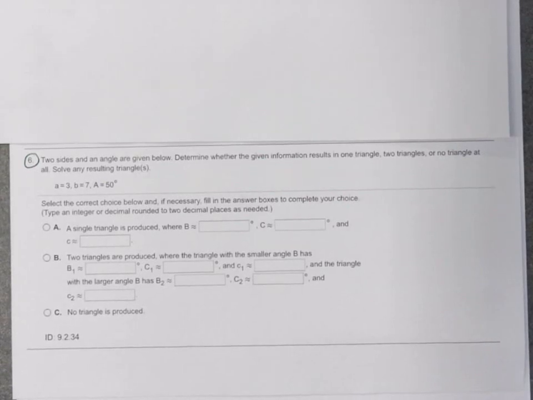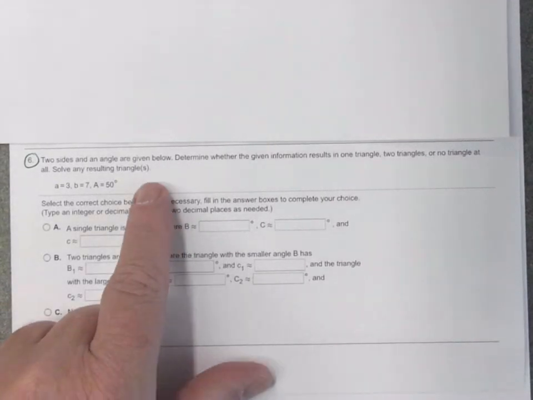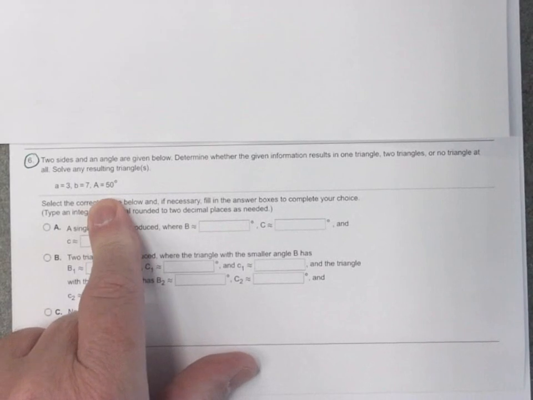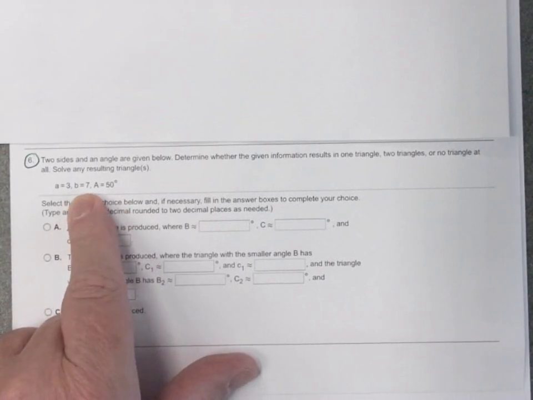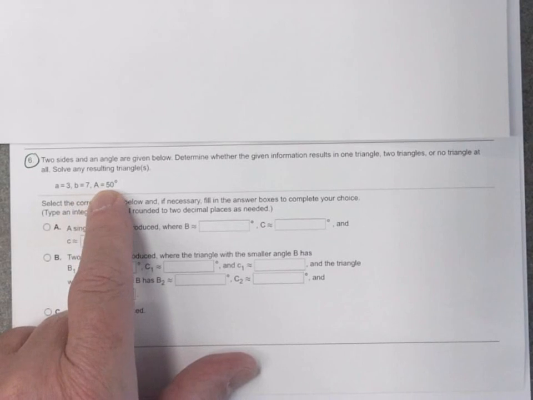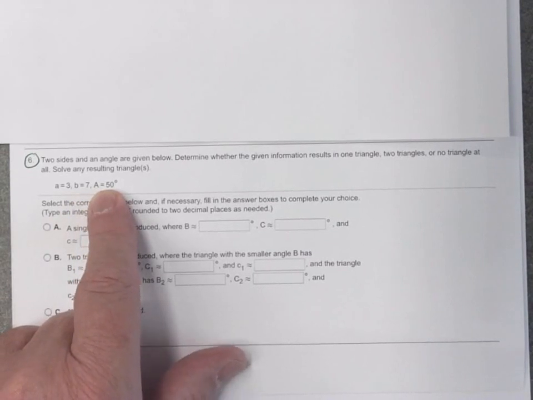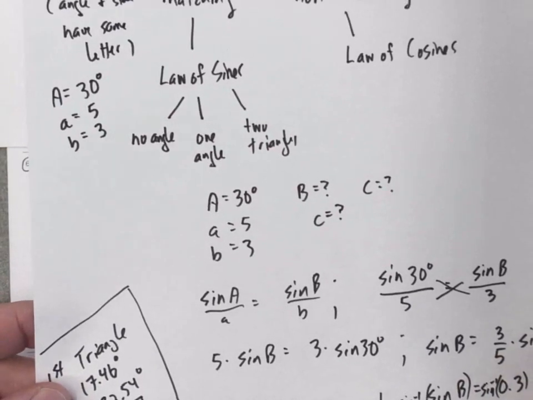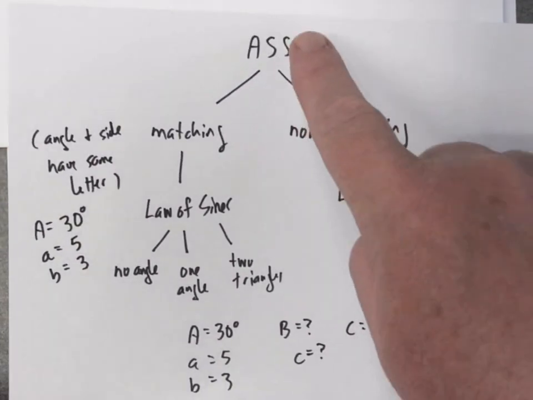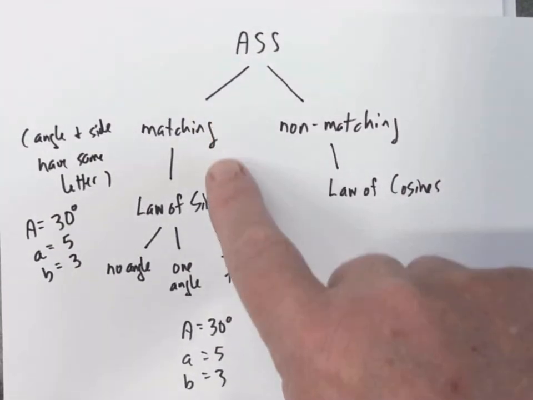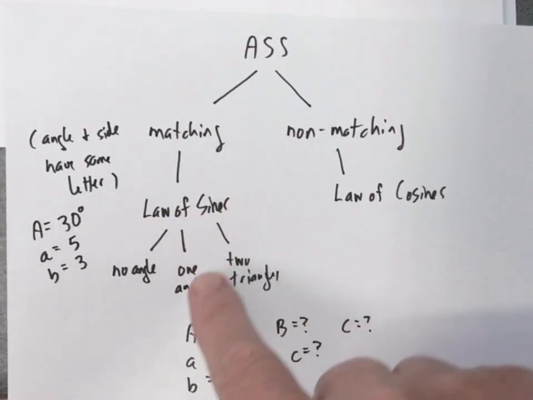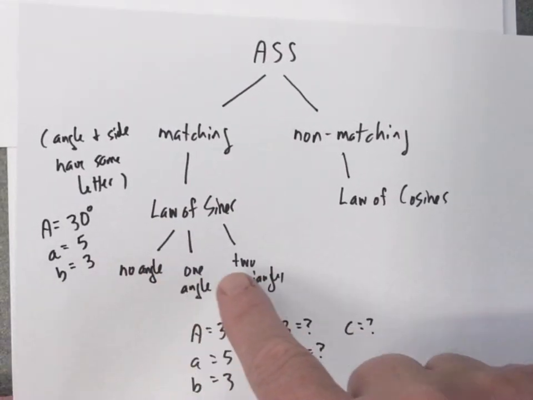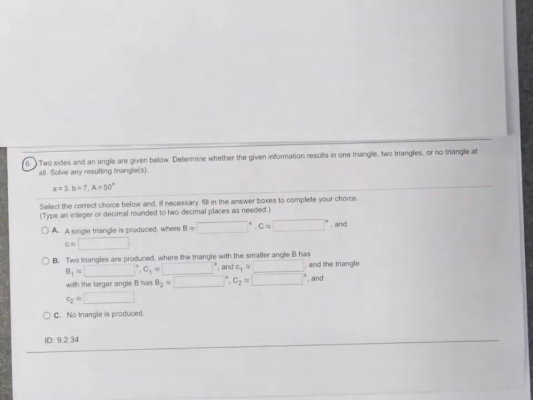Here's the next triangle we want to solve, and this is also going to be using the law of sines. I know that because here's the information they give me. Side A is 3, side B is 7, and angle A is 50 degrees. So this is the angle side triangle. And in an earlier video, I reminded you all, when you have angle side matching, it's law of sines, and here are our possibilities.